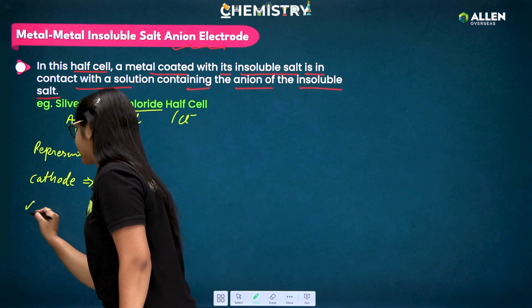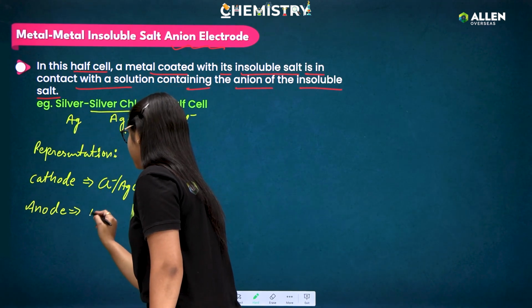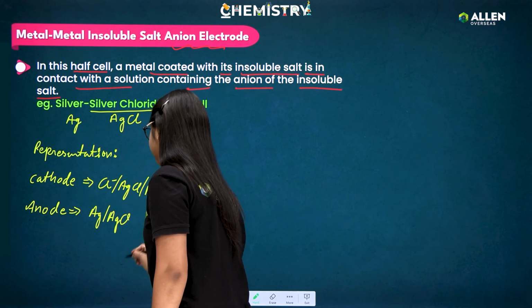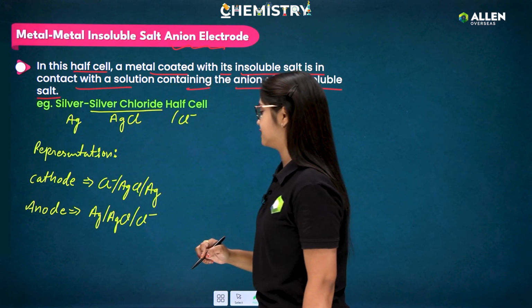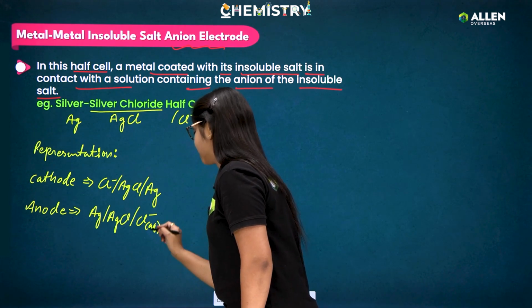Similarly, this can act as an anode also. If it is acting as an anode, the representation will be AgCl, Cl minus, where AgCl is solid, right? Cl minus is aqueous. This is how we can represent it.